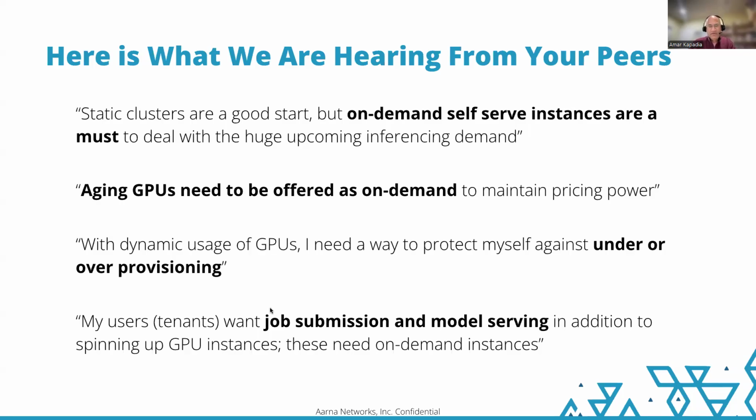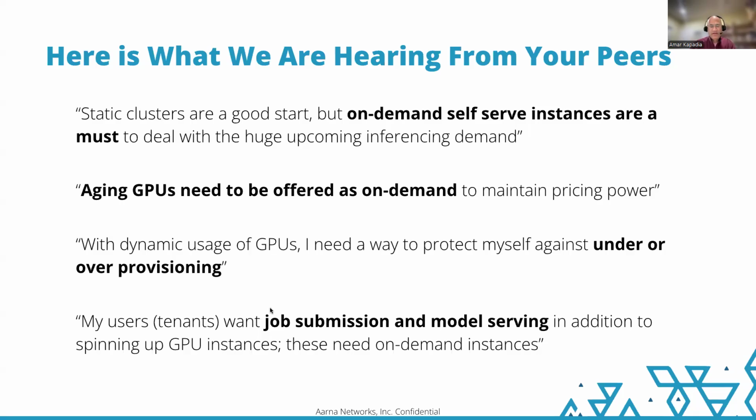The second thing we hear from everybody is that aging GPUs need to be offered as on-demand to maintain pricing power. So for example, when Blackwell comes out, the training crowd will move to Blackwell and H100s will no longer be as appealing for training customers. So that means they have to be shifted to inferencing customers, and which means they have to be offered on demand. Otherwise, the pricing will crater on those GPUs.